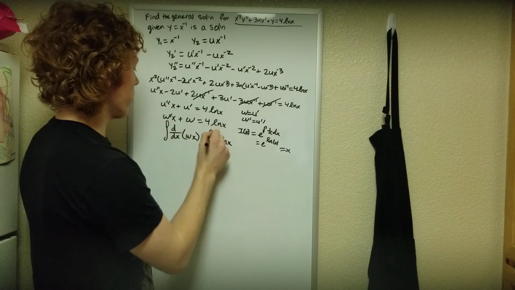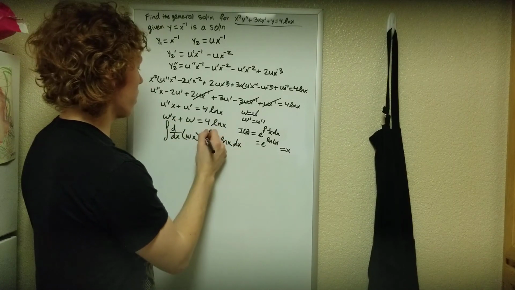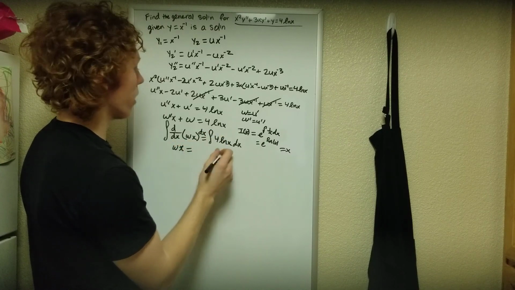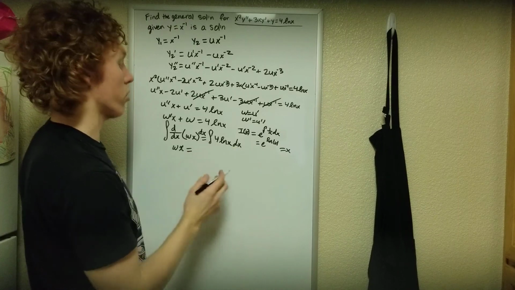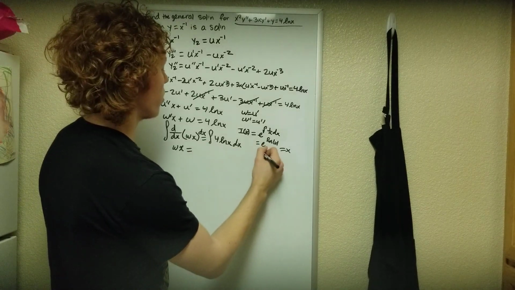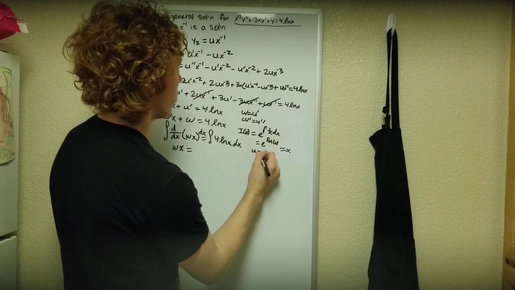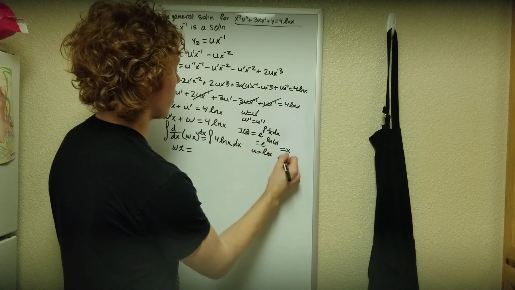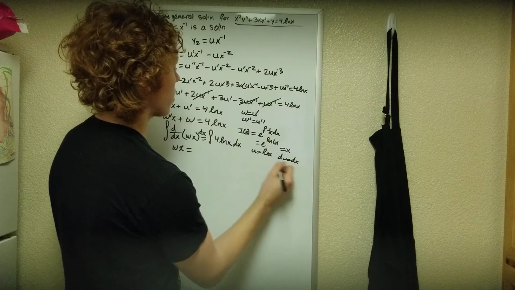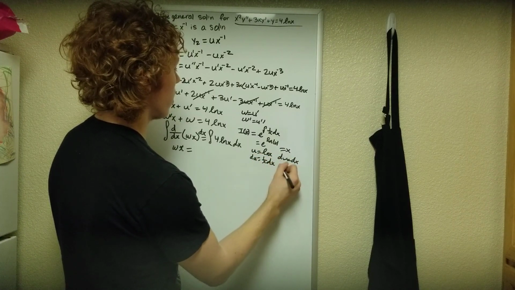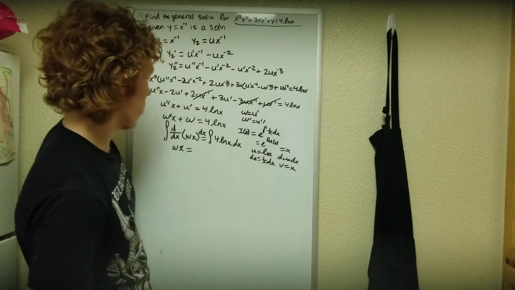Take the antiderivative of both sides with respect to x, and we end up with wx equaling whatever this monstrosity is. So if we do a quick integration by parts, by letting u equal the natural log of x and dv equaling dx, du is equal to 1 over x dx, and v is equal to x.